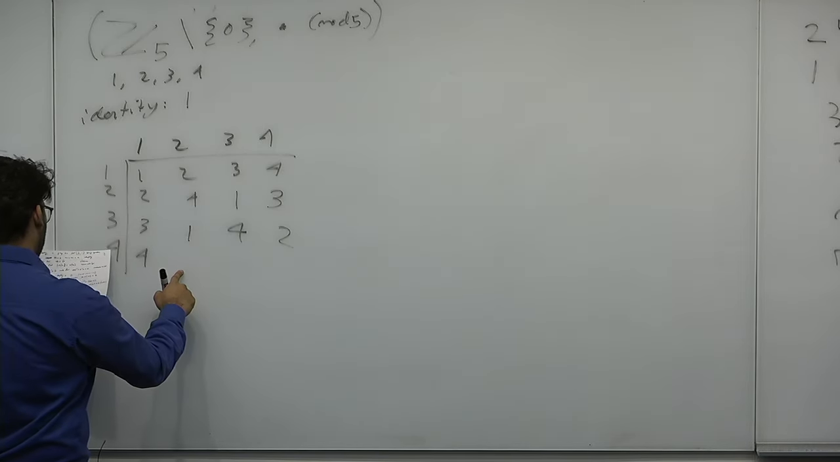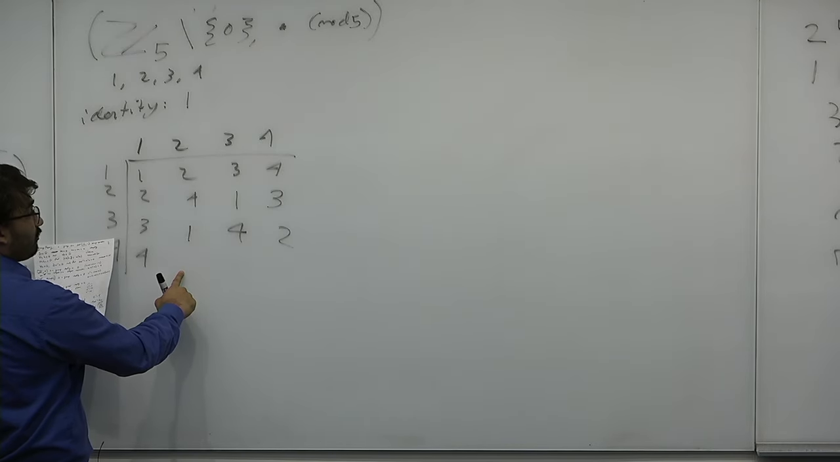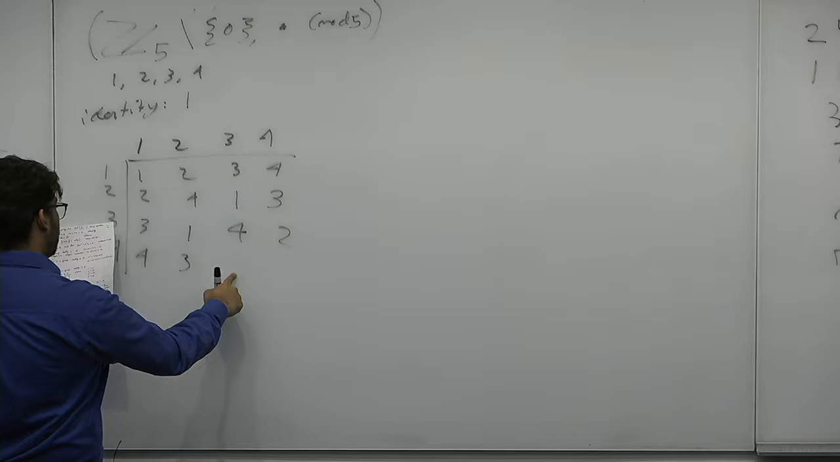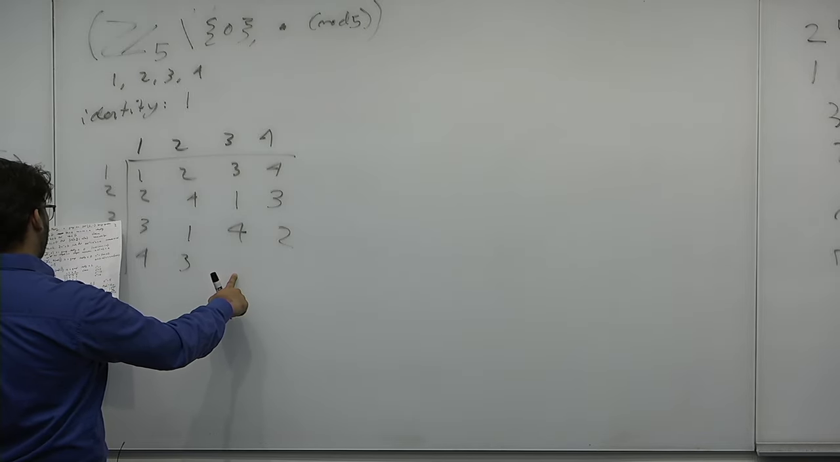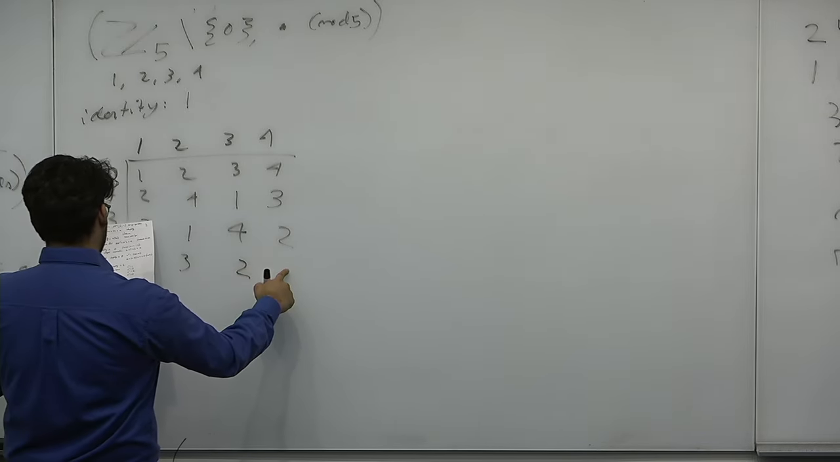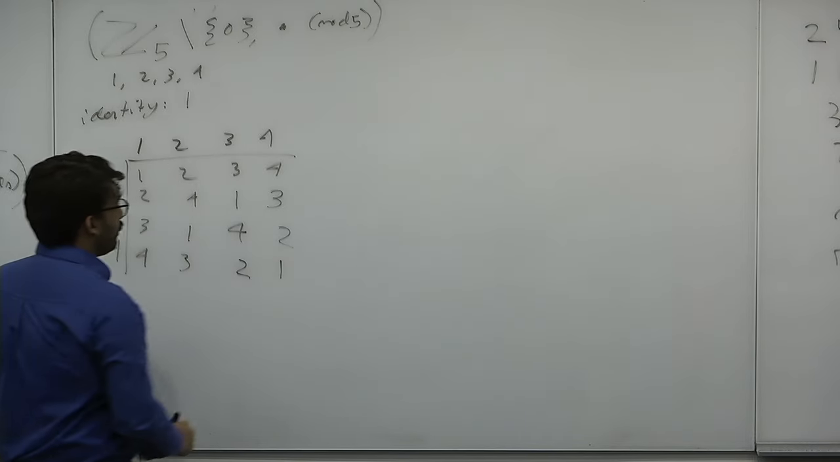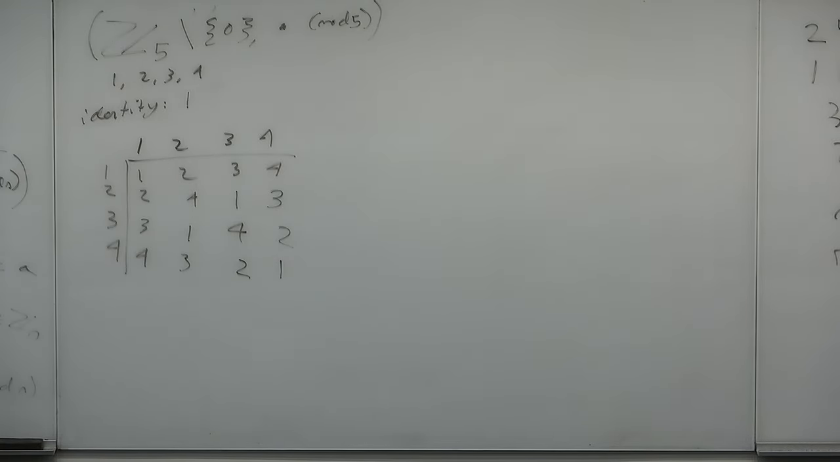3 times 4 mod 5? Yeah, I'm trying to be quick. 3 times 2 mod 5? 4 times 3 mod 5? And then 4 times 4 mod 5? 1. Notice that each row and column contain the numbers 1, 2, 3, 4.